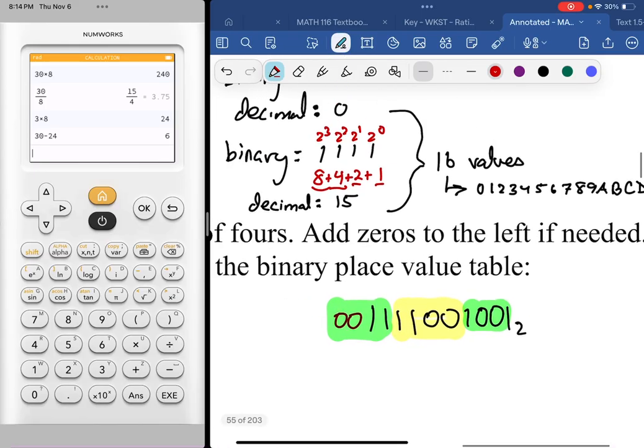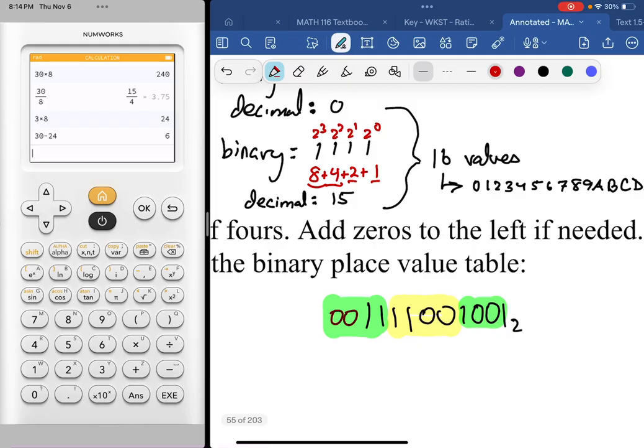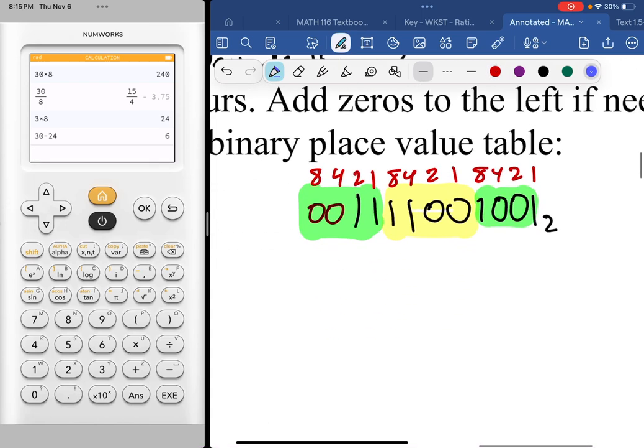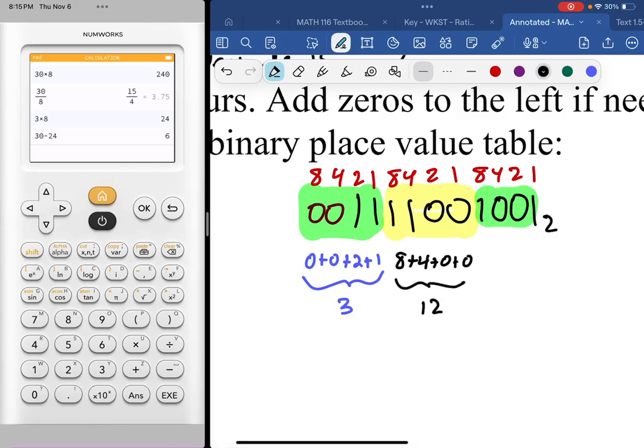So our possibilities in terms of placeholder values, 2 to the third, 2 to the second, 2 to the first, and 2 to the 0th, which is the same as saying 8, 4, 2, and 1 across the board. So 8, 4, 2, 1, 8, 4, 2, 1. So converting that over, 0 plus 0 plus 2 plus 1 gets me a 3. Then for this piece, 8, sorry, put my little squiggly thing in the wrong spot. So 8 plus 4 plus 0 plus 0, which gets me a 12.